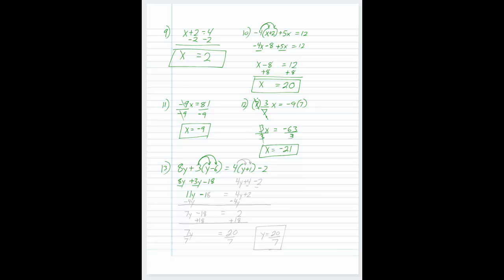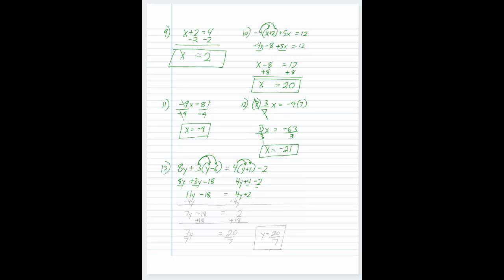So let's go to the right side and see what we can do. 4 we can multiply to the y and to the 1. 4 times y is 4y. 4 times 1 is 4. Next, 4 and minus 2 may combine to give us 2. So as of right now, we have 11y minus 18 on the left side and 4y plus 2 on the right side.